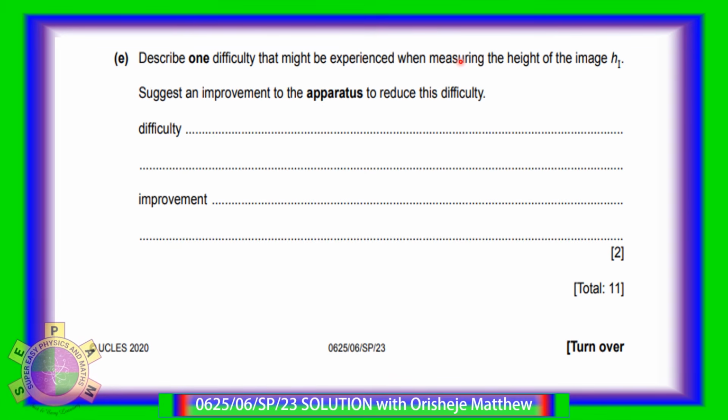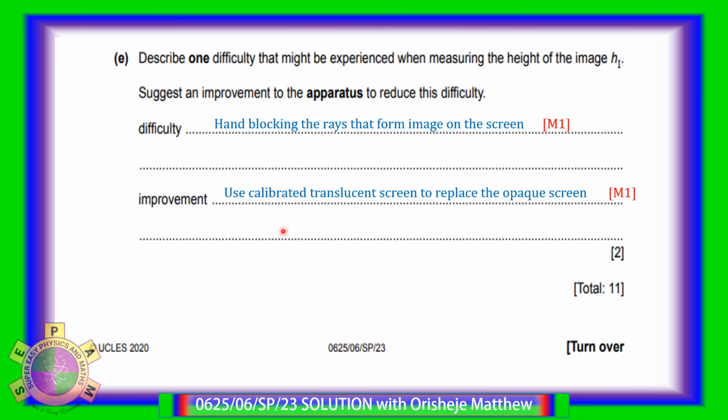Describe one difficulty that might be experienced when measuring the height of the image, HI. Suggest an improvement to the apparatus to reduce this difficulty. So if you look at it, what do you do? The difficulty is the handle blocking the rays that form the image on the screen. I've explained this earlier. The improvement is to use a calibrated translucent screen to replace the opaque screen.